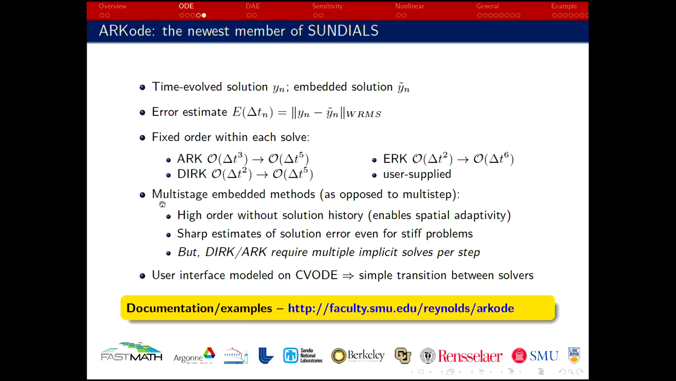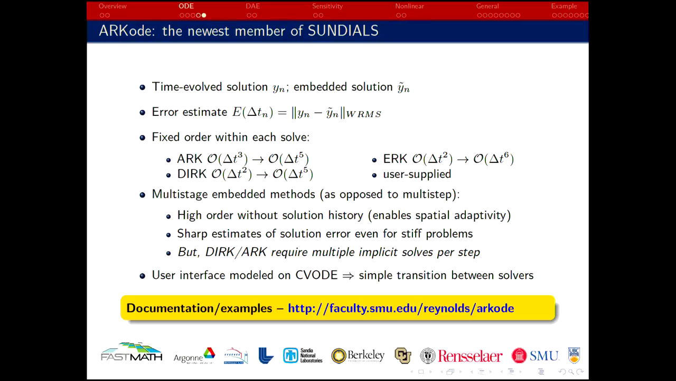ARKode, since it's based on multi-stage Runge-Kutta methods as opposed to linear multi-step methods, has two big benefits and one big detractor. One of the big benefits is we can get high order accuracy and we don't need the long history. We don't have to start out with a first order method and then go to a second order method and then go to a third order method, because linear multi-step methods need to know what the solution looked like in the past.